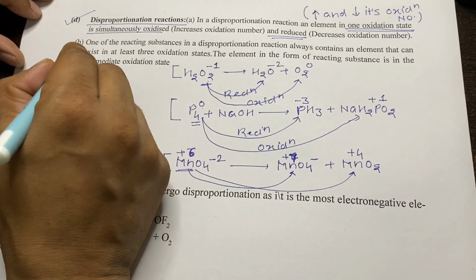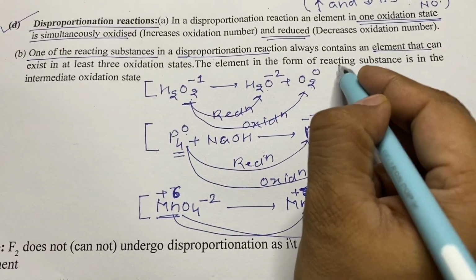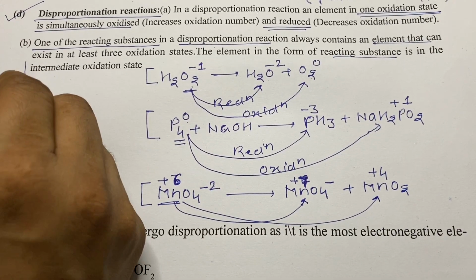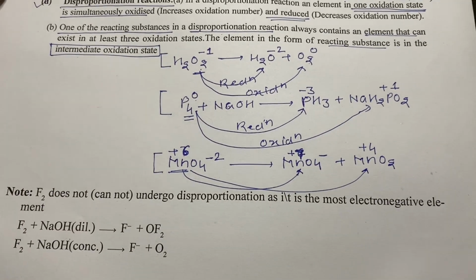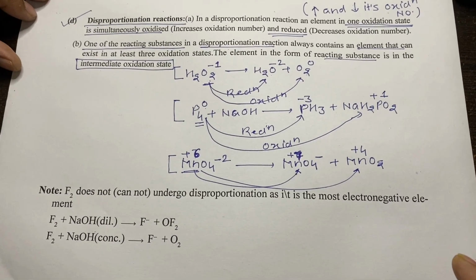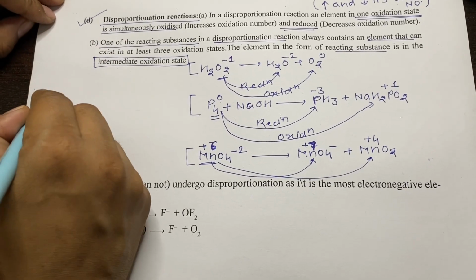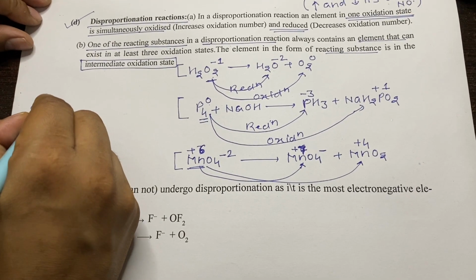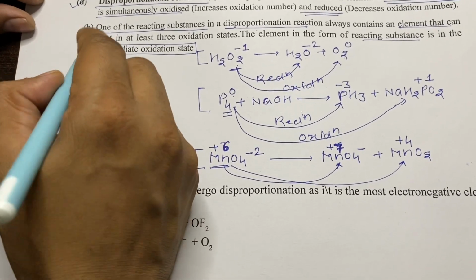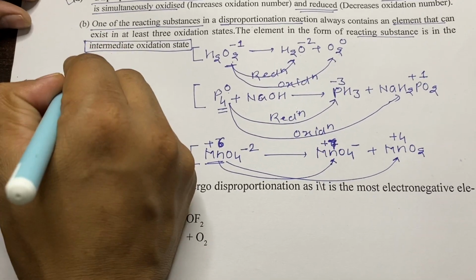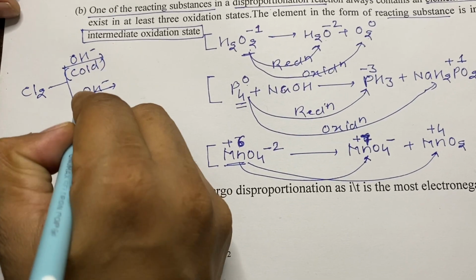It is to be noted that the reacting species which is showing the disproportionation reaction will be in its intermediate oxidation state. It is a very important point. The species which is undergoing disproportionation reaction must be in an intermediate oxidation state. We can take one more example of disproportionation reaction in which Cl2 is changing in a different medium. This is OH-, and this is cold alkali, and we can say that it is hot alkali.